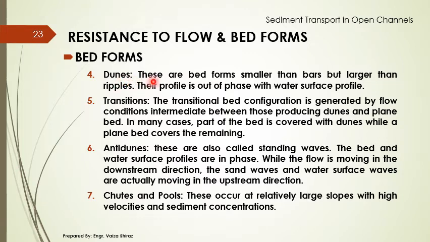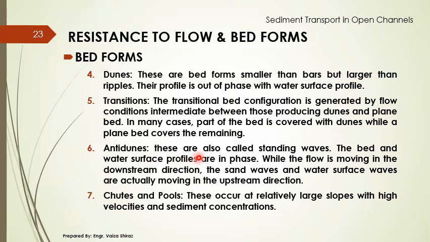Next are the dunes. These are the bed forms smaller than the bars but larger than the ripples. Their profile is out of phase with the water surface profile. Then you have the transitions. The transitional bed configuration is generated by flow conditions intermediate between those producing the dunes and plane bed. In many cases, part of the bed is covered with dunes while a plane bed covers the remainder.